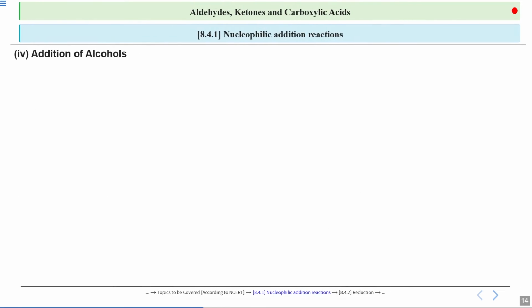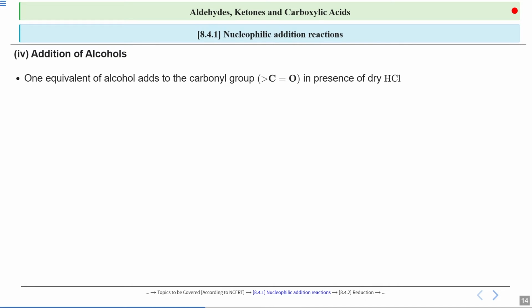Now we are going to study the addition of alcohols. Alcohol adds to the carbonyl group of aldehydes and ketones. And for this, they need dry HCl as a catalyst.